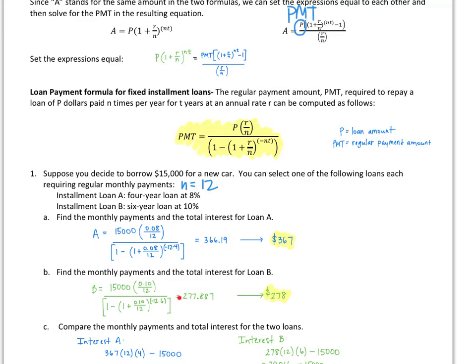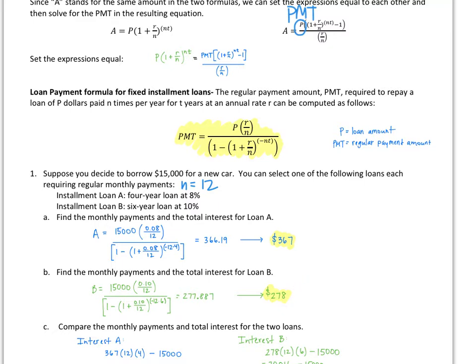So as we go through and plug in all of that information, double check on your calculator that you're doing this correctly. We get 277.887. Again, we'll round up to the nearest dollar, $278. So which one's the better deal, right?